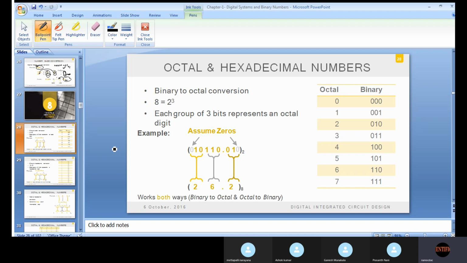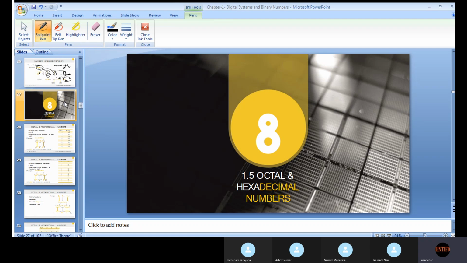So next one is octal and hexadecimal numbers. This we will discuss tomorrow. So I will give you some assignment. Will you do it?